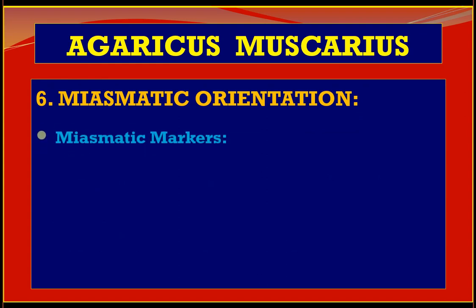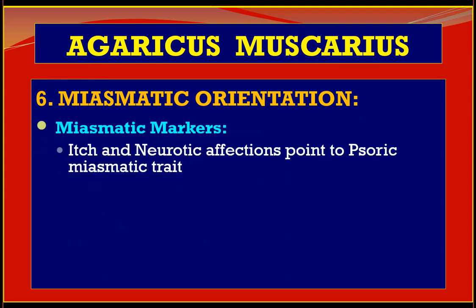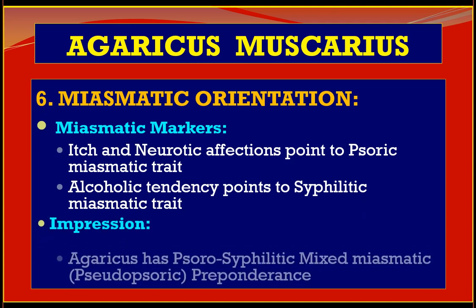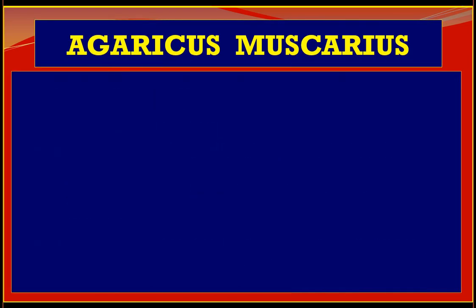The miasmatic correlation or orientation: we will take up certain miasmatic markers. Hysteric and neurotic affections point to a psoric miasmatic trait. Alcoholic tendency points to a syphilitic miasmatic trait. So, on the basis above, we infer that Agaricus has a pseudo-psoric, syphilitic, mixed miasmatic preponderance.